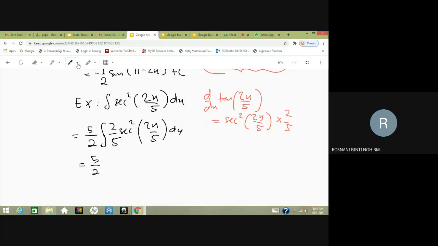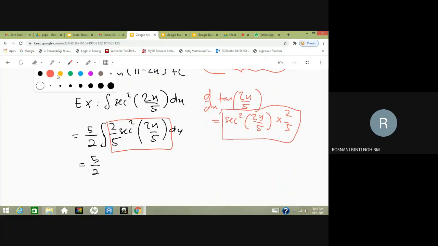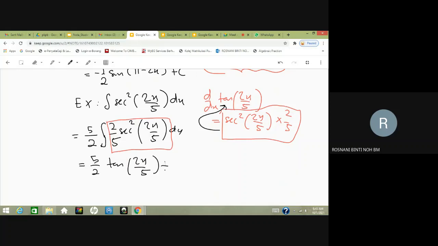This is the answer for your differentiation. It means that integrating it will give you tangent 2x over 5 plus c.